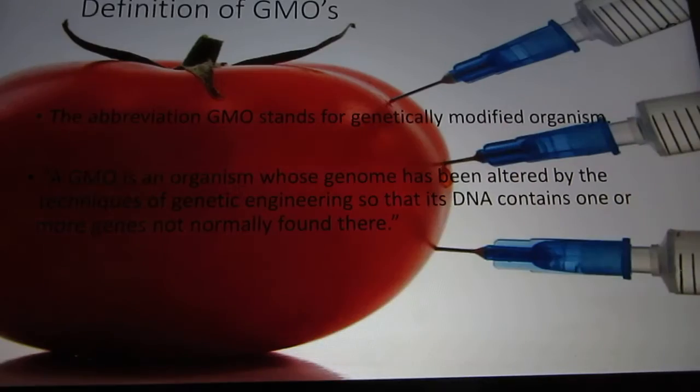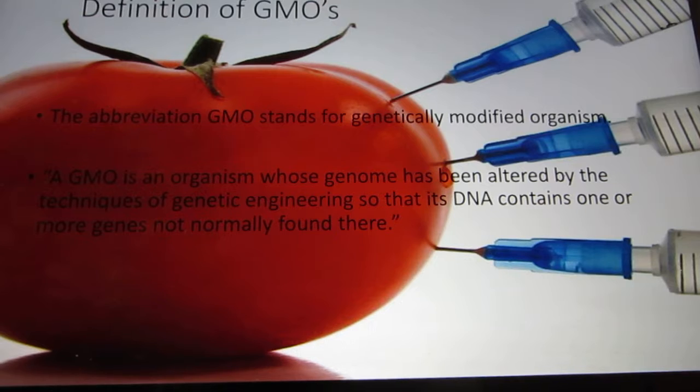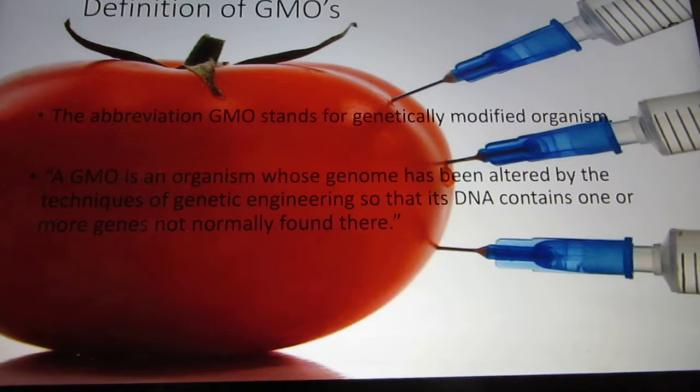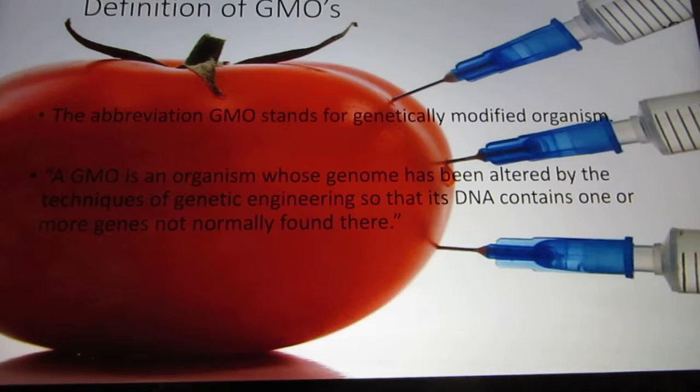GMOs. What are they? The abbreviation for GMOs is genetically modified organisms. A GMO is an organism whose genome has been altered by the techniques of genetic engineering so that its DNA contains one or more genes that are not normally found there.